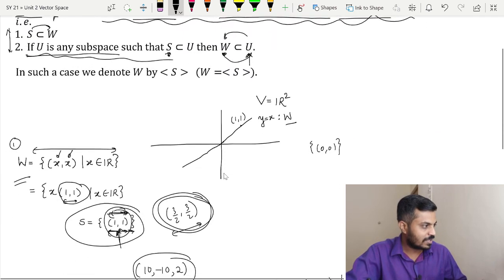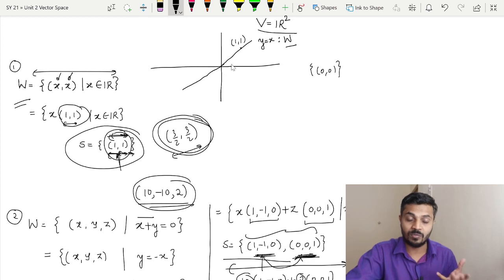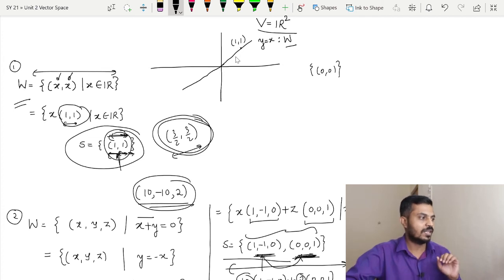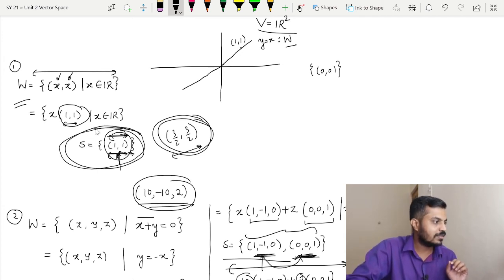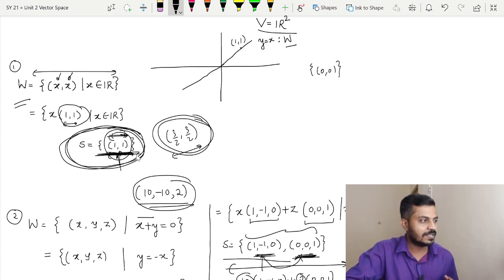As you can see over here in this example, our vector space was R2. Our subspace was a line passing through the origin, in fact the line y is equal to x. Now try to think of all subspaces of R2. The subspaces of R2 are R2 itself, lines passing through the origin, and the third one is the singleton 0. Now as we are concluding that this set is the generating set of W, my question is: is there any other subspace of R2 which is smaller than W but containing this vector 1 comma 1?